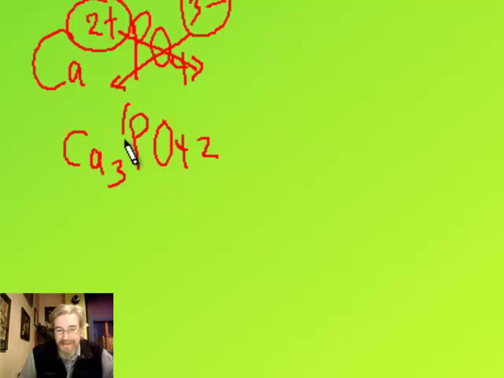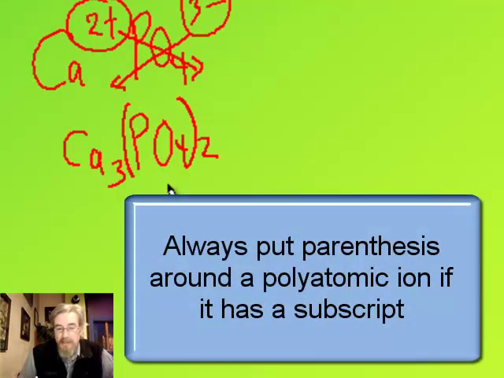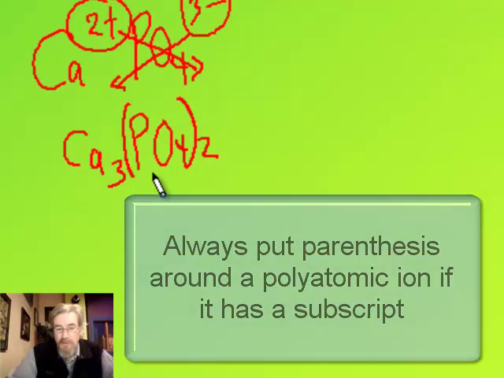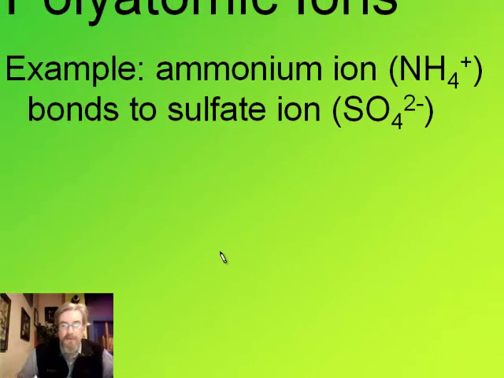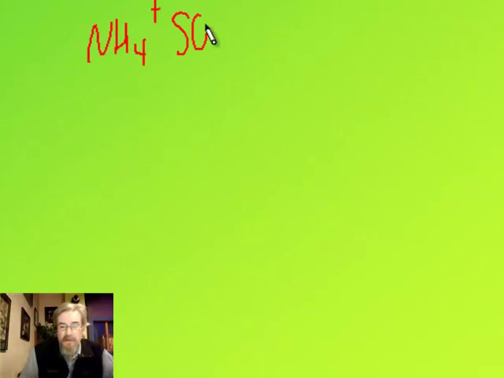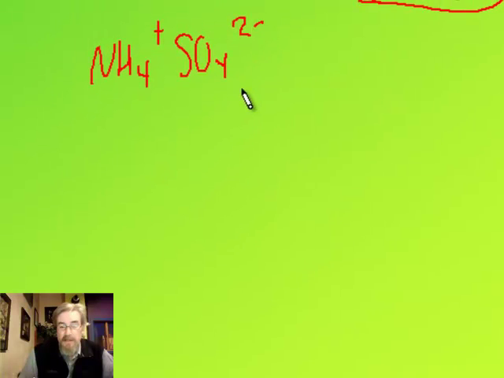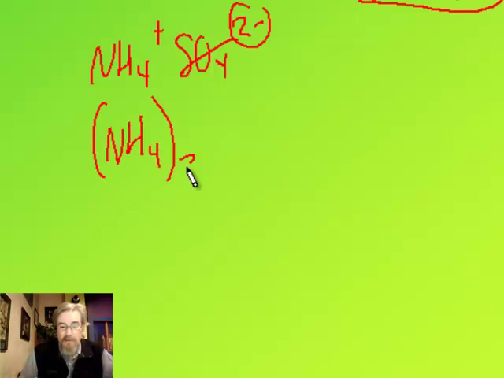So a set of parentheses eliminates the confusion. Anytime you put a subscript on a polyatomic ion, just put parentheses around the ion first, and then people know exactly what you're talking about. Here's another example. Ammonium is a polyatomic cation, NH4 1+, bonding with sulfate that we've already seen before, SO4 2-. So I write cation first, anion second, and then I charge swap. 2 goes after ammonium, so I'd write NH4, but I'd put it in parentheses because it's polyatomic, before I put the subscript 2. And then SO4 really doesn't have a subscript because ammonium's charge was 1.